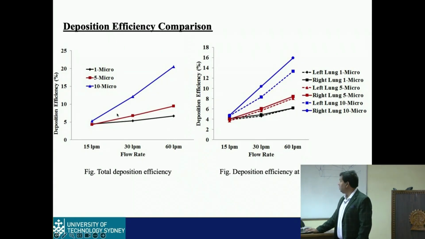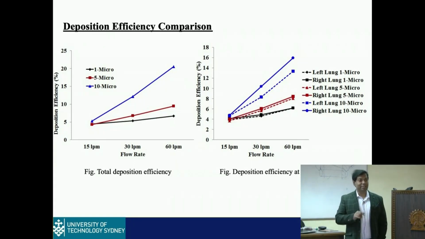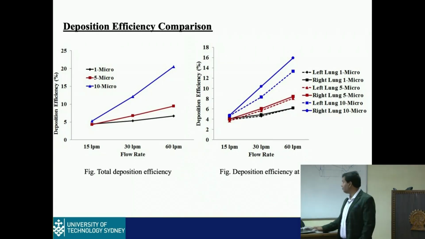Okay, and here you can see the deposition efficiency in the upper airways. You can see the 10 micron size particles actually deposit more at 60 liters per minute compared to the 5 and the 1 micron size particles. So that means we just confirmed that the larger particles deposit in the upper airways and the smaller particles go to the deeper airways. That's why I said PM 2.5 is more dangerous, because it goes to the deeper airways. PM 2.5 is like 1 micron, so it is not depositing in the upper airways. It is going to the deeper airways.